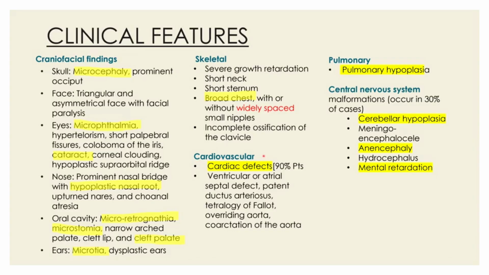As I told you, a person with Edwards syndrome has severe cardiac defects. 90% of patients suffer from atrial or ventricular septal defect, patent ductus arteriosus, tetralogy of Fallot with overriding aorta. You have to remember cardiac defects in a patient with Edwards syndrome. There is pulmonary hypoplasia. The central nervous system is also affected in almost 30% cases. There is anencephaly, mental retardation, cerebellar hypoplasia.